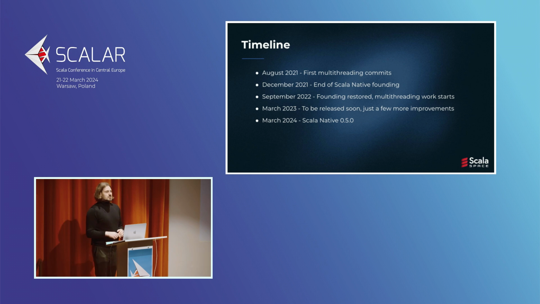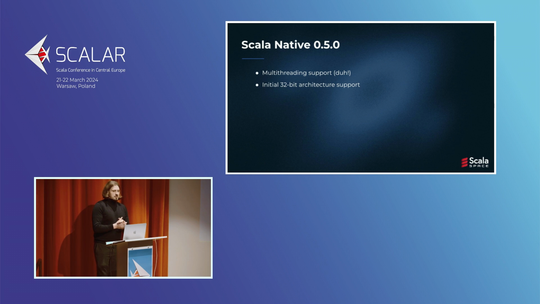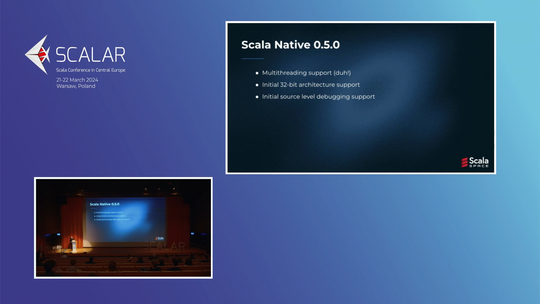Right now, we have the Scala Native 0.5 release candidates, and they should have a final release next week. These new minor versions bring not only multi-threading, but also lots of other goodies. For example, initial support for 32-bit architectures, and a very good example of this will be in Jakub Kozłowski's talk later today, where he will show you some very nice things that he's done with it. We also have source-level debugging support, so you can actually see what's happening in your code.